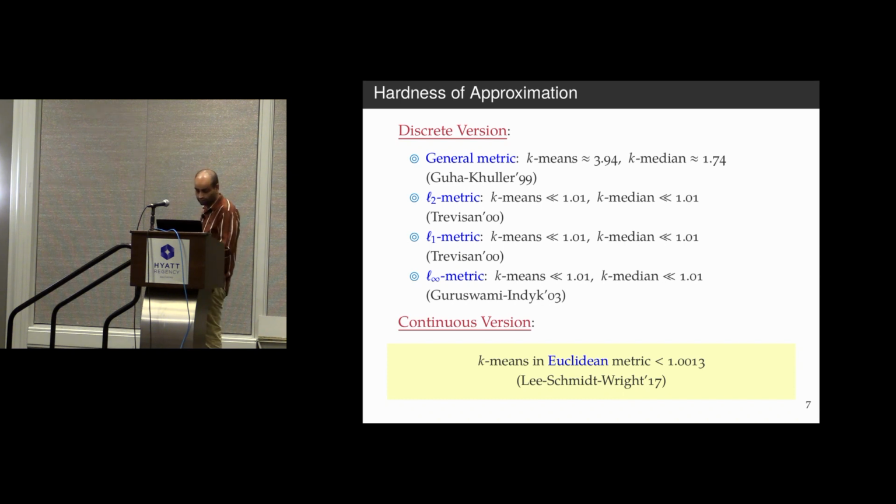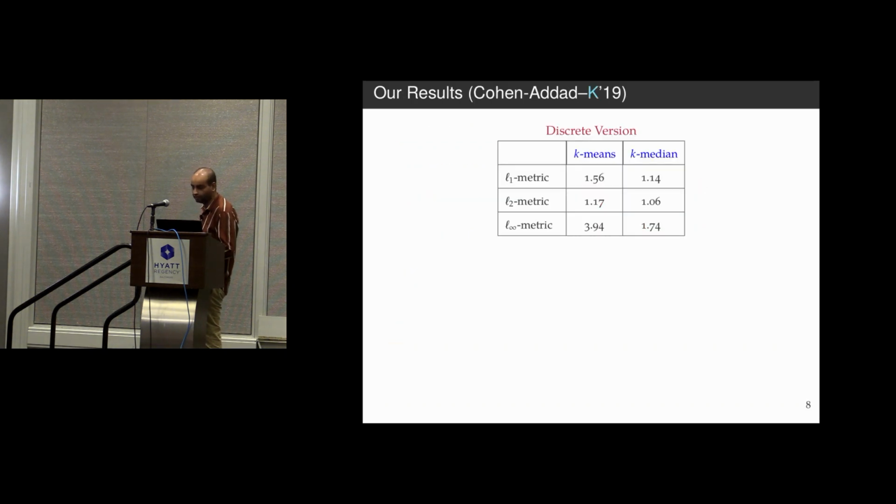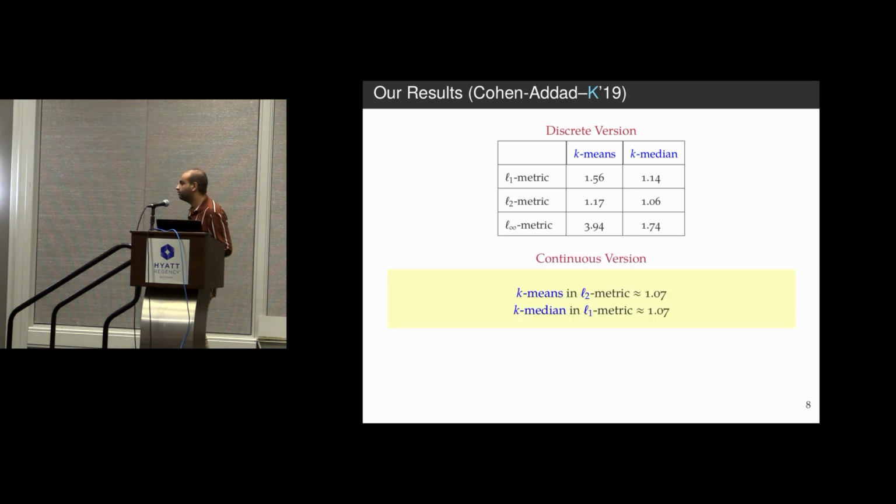So in this paper, we were able to improve these bounds. In particular, for the L infinity metric, we're able to match the general metric. And we're able to get some improvements, at least in some orders of magnitude, much more than what was there before. So I'm going to put this in a slightly nice table. As you can see, for L1, it's 1.56 in k-means, which previously was much worse. And for continuous as well, we can get 1.07, which is magnitudes better than what was known.